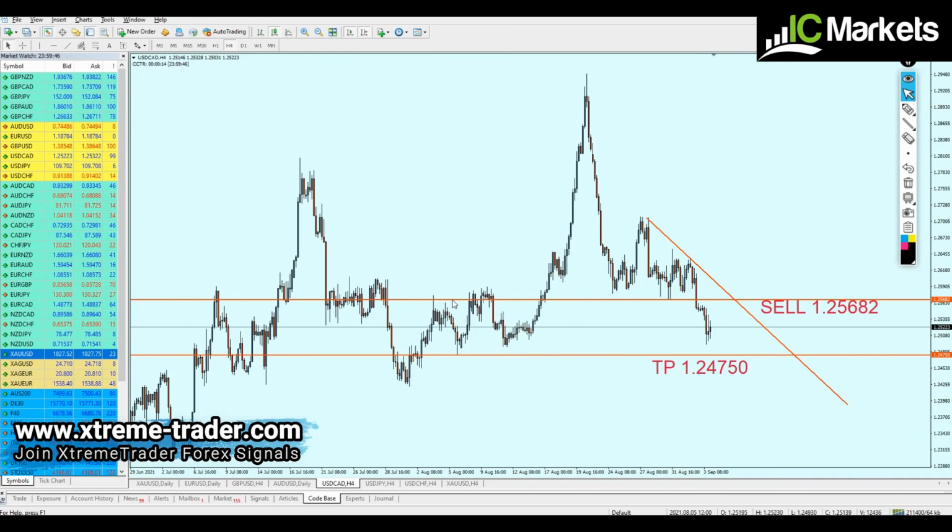Take profit level is going to be 1.24750. And for the safe zone, of course, my friends, since we are actually relying on that resistance zone right here, the safe zone shouldn't be actually higher than that.